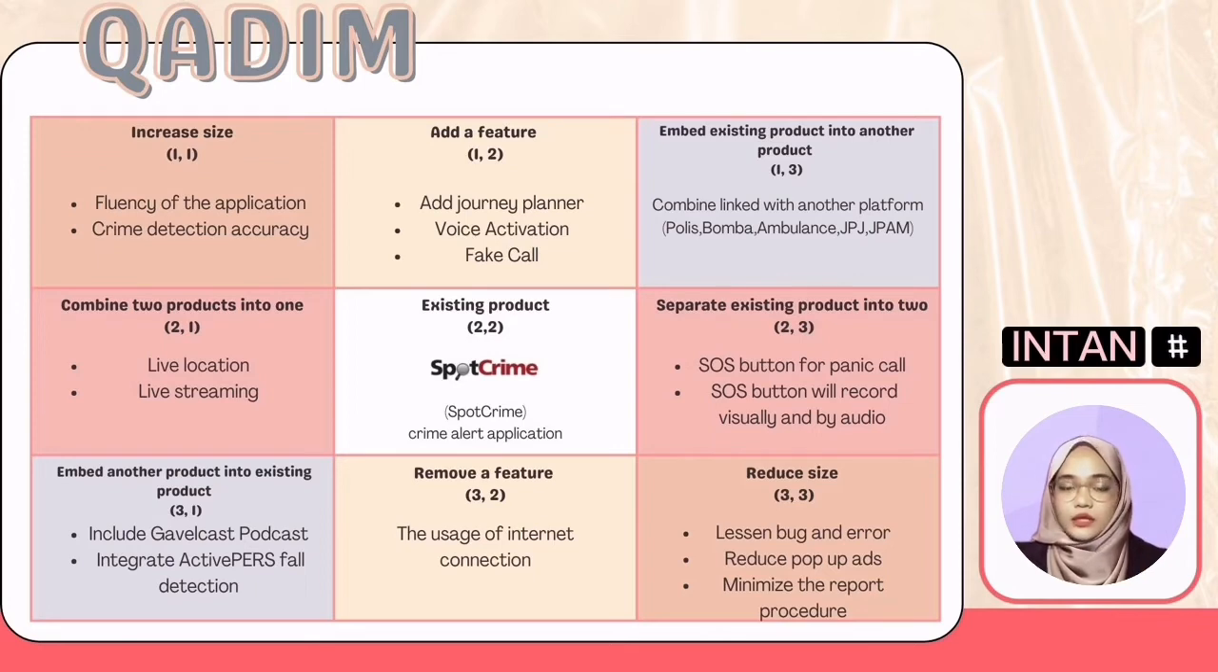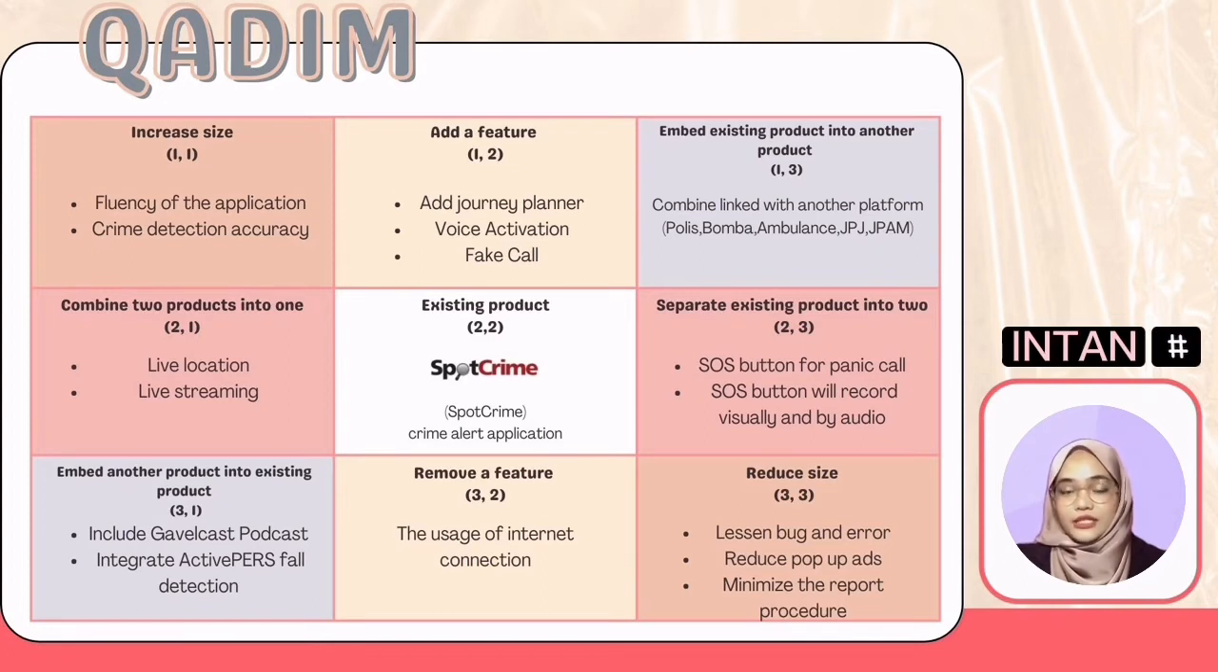Firstly, we decide to increase the size by making the application run more fluently and also make the detection of crime more accurate, because there are lots of reviews from users that say the application is running slow and the detection is not accurate. Next, we decide to add a feature, a Journey Planner, where users can use the map regularly to identify repeated local crime hotspots and to plan safer routes.